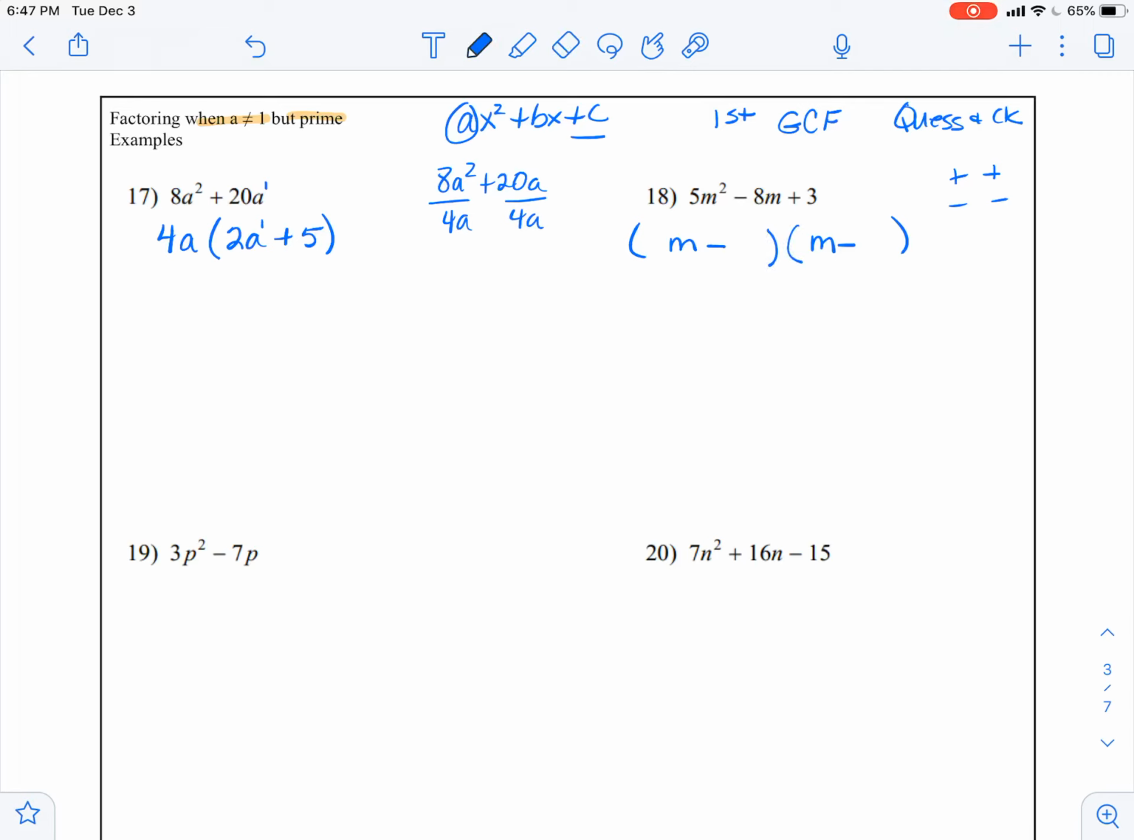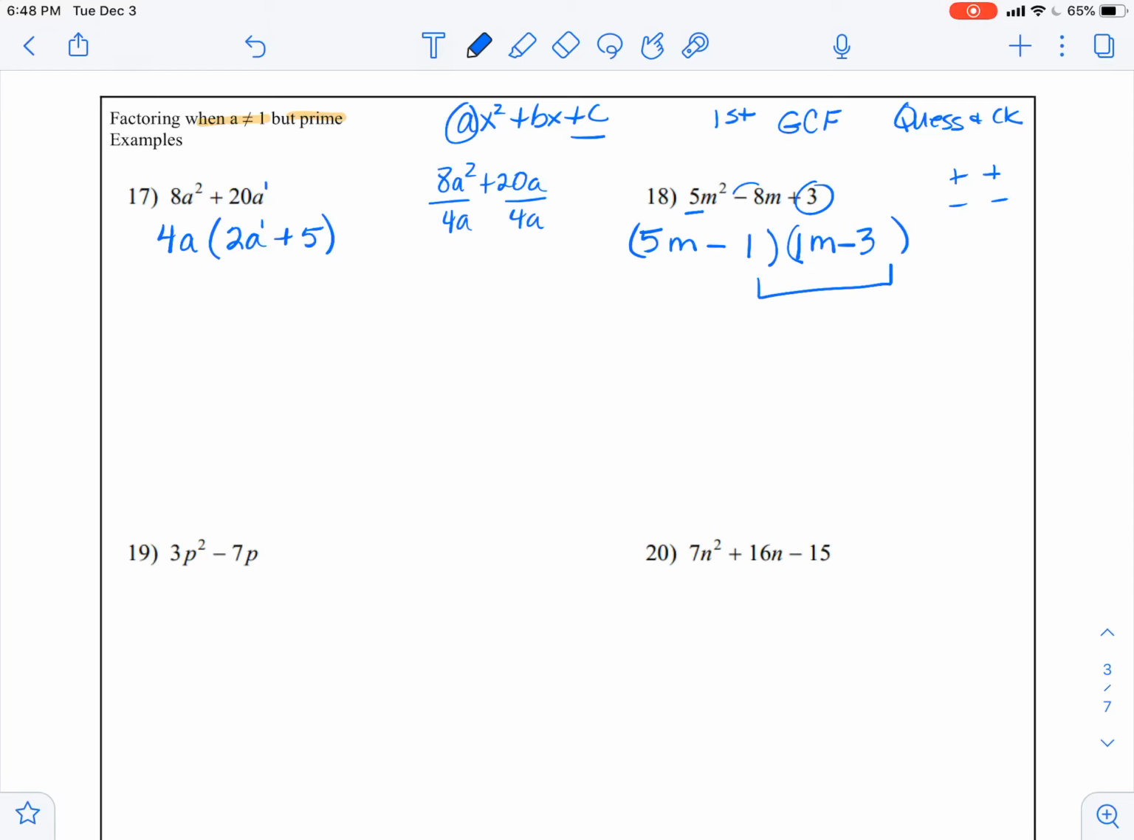Now, the next thing, if this number is prime, that means the only choice I have for this is 5 and 1. That's it. I don't have any other choices. 3, in this case, is also prime, which means that the only choice I have for the last two numbers is 1 and 3. Now, I could just put the numbers in there. I got 1 here, 3 here.